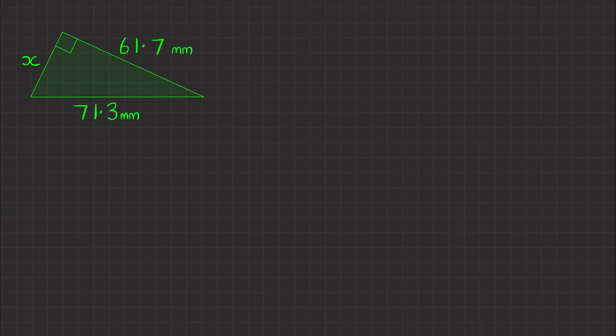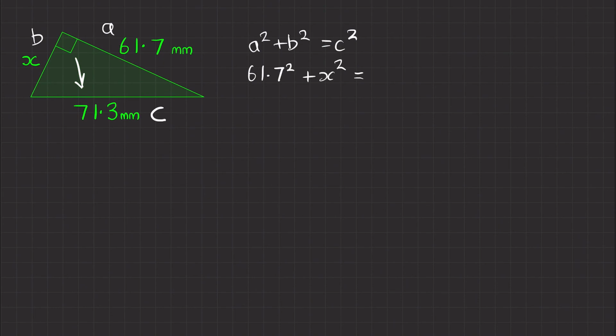Lastly, the green question now. Write out the formula a squared plus b squared equals c squared. We've got the hypotenuse, which is the longest side, so we'll label it c. And we know it's this side because it's facing the right angle. And then I'm going to call this a and this b. Substituting the values, so we'll have 61.7 squared plus x squared equals c squared, which is 71.3 squared. Take away 61.7 squared from both sides, so we'll have x squared equals 71.3 squared minus 61.7 squared.